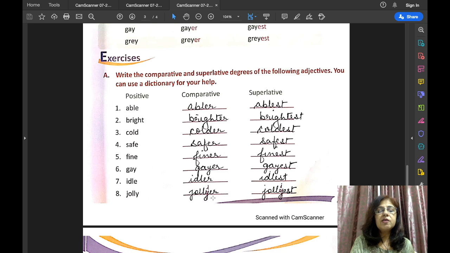Look at the spellings of jollier, J-O-L-L-I-E-R. Don't write Y. J-O-L-L-I-E-S-T. So you don't have to use Y here. Cut Y and instead of Y, write I-E-R. I-E-S-T.